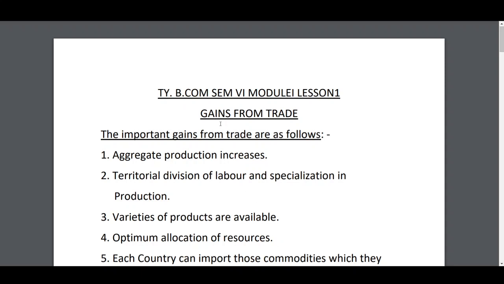Gains means benefits or advantages from trade. The important gains from trade are as follows. First point, aggregate production increases. As a result of international trade, aggregate production increases. Aggregate means total production increases.